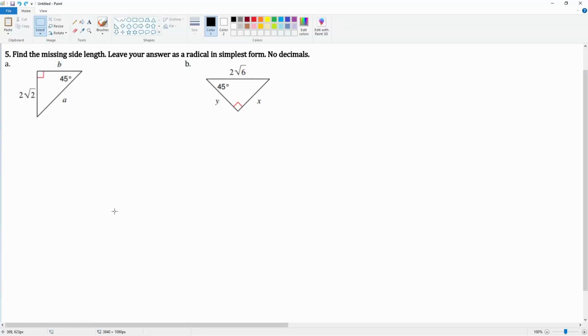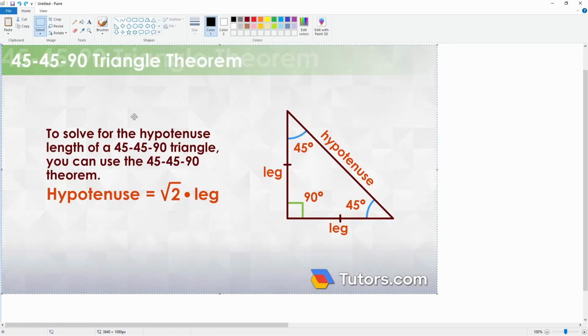Number 5 says to find the missing side length, leaving your answer as a radical in simplest form, no decimals. These are all 45, 45, 90 triangles, so you can use your trig, but these are your specials. Let's review what your special triangles are.